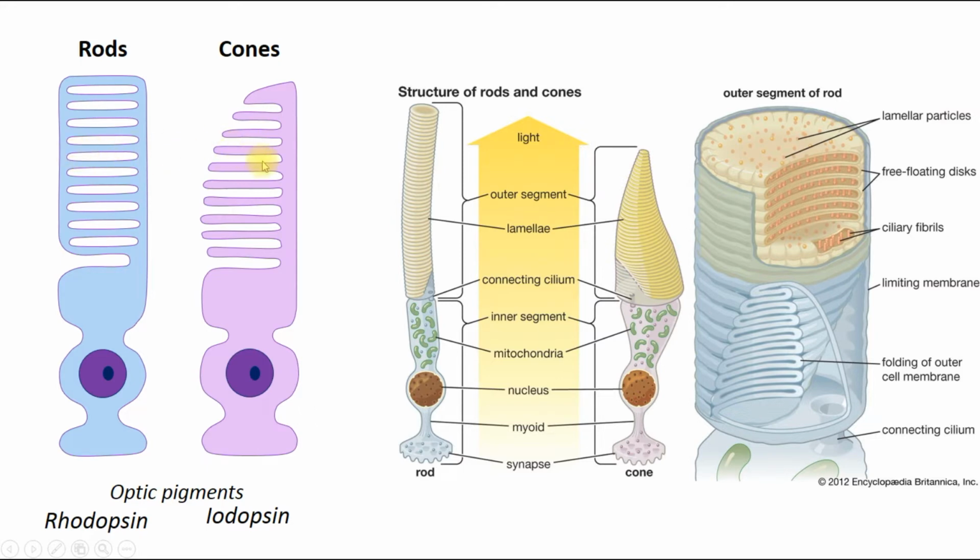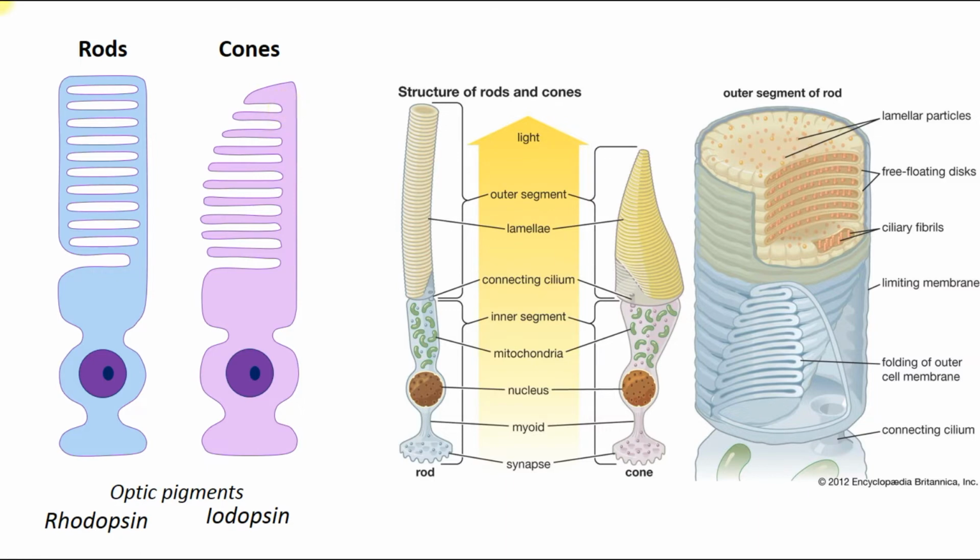These discs or hemidiscs are also called lamellae, and they contain optic pigments. In rods we have rhodopsin, and in cones we have iodopsin, special pigments which react to the light, and they play a very important role in the reaction to the light and the excitation of rods and cones. So when light comes to these discs or hemidiscs, it causes conformational changes in rhodopsin and iodopsin, and finally it results in the excitation of the rod or cone. So these are the common features of rods and cones.